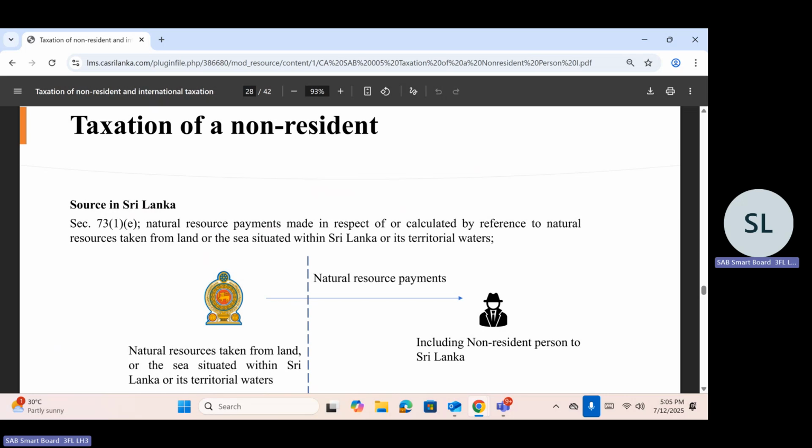Right. So, natural resource payment: a payment made in respect of, or calculated by referring to, a natural resource taken from land or sea situated in Sri Lanka. Any payment which is connected to the natural resource taken from the land or sea of Sri Lanka shall be considered as a source in Sri Lanka.